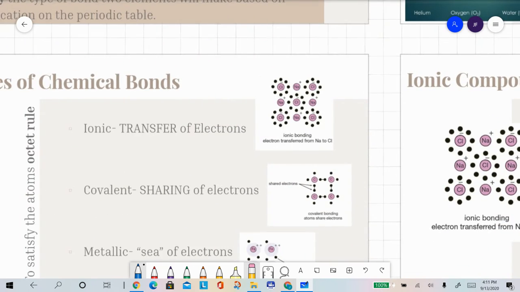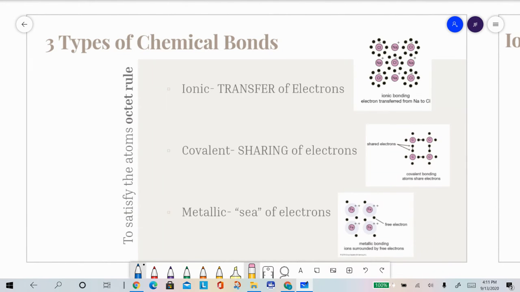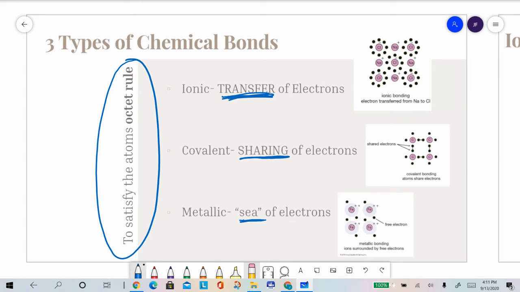Okay, so there are 3 types of bonds we're going to look at. We're going to look at ionic bonds, which is the transfer of electrons. So one atom takes the electrons from another atom. Covalent, which is the sharing of electrons, and metallic, which makes a sea of electrons. And remember, all of these actions, transfer, sharing, or the sea of electrons, is to satisfy that octet rule.